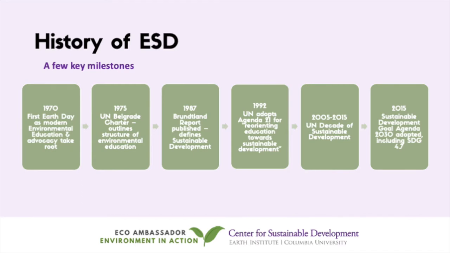Following the 1987 Brundtland Report, which first introduced the concept of sustainable development as the ability to meet the needs of the present without jeopardizing the ability of future generations to meet their own needs, the 1992 UN Conference on Environment and Development in Rio de Janeiro came out with Agenda 21, which emphasized the role of education in promoting sustainable development, bringing environmental education together with development education, and with it, more radical, learner-led approaches.